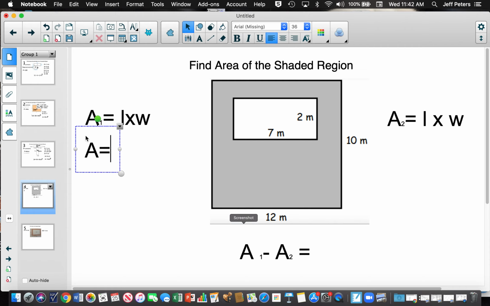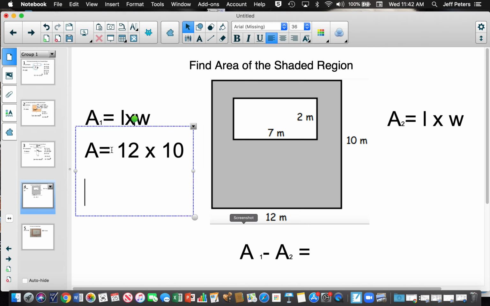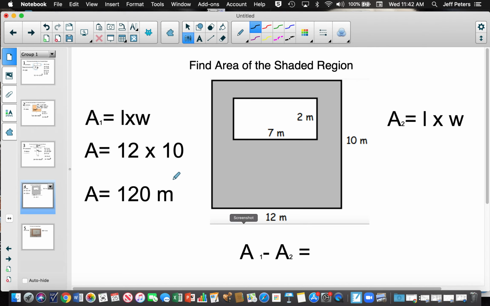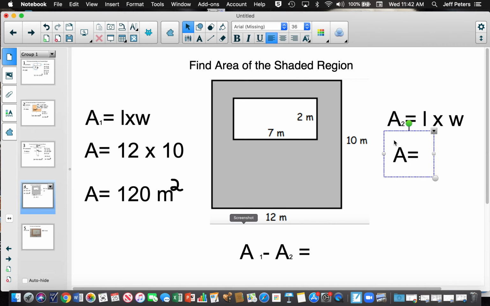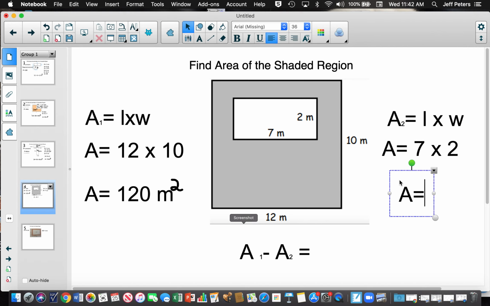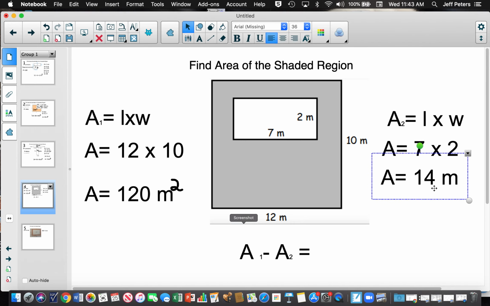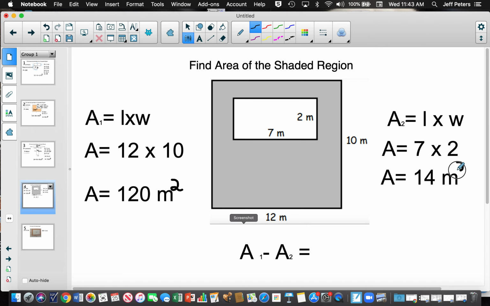So here we have area equals 12 times 10. Area equals 120 meters squared. So that gives us the area of the entire figure. Now let's find the area of the unshaded. Again, we have area equals 7 times 2, area equals 14 meters, and it is going to be 14 meters squared.